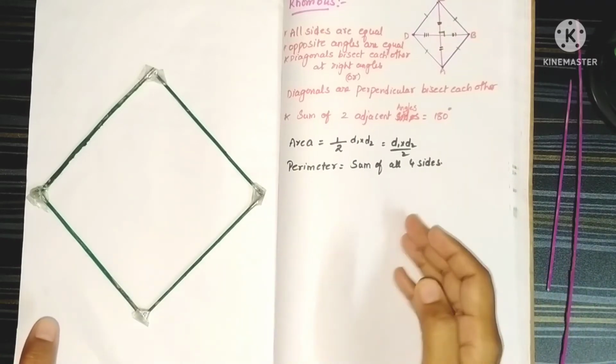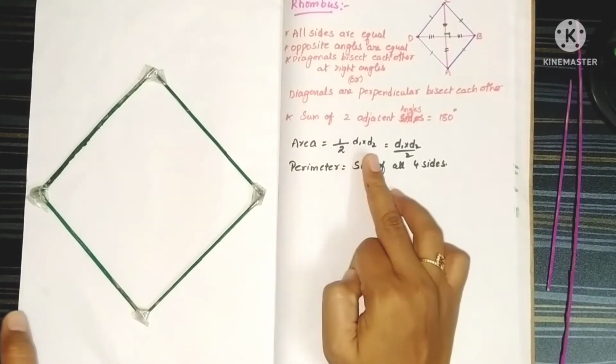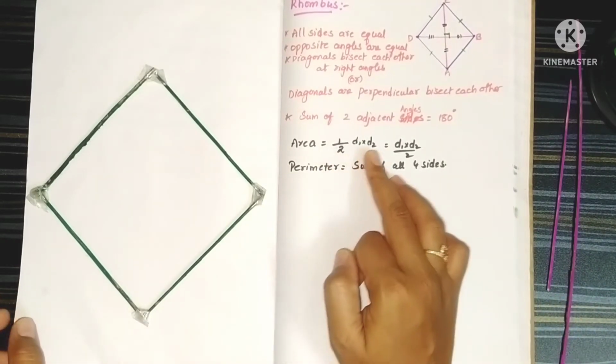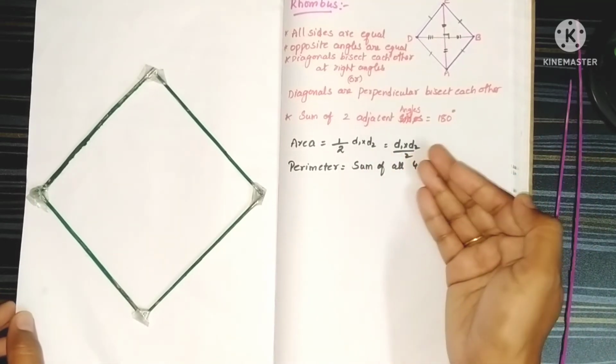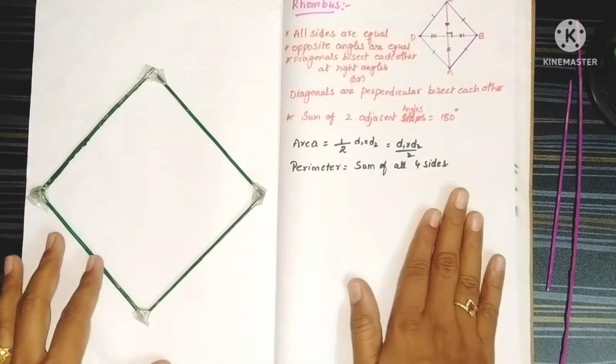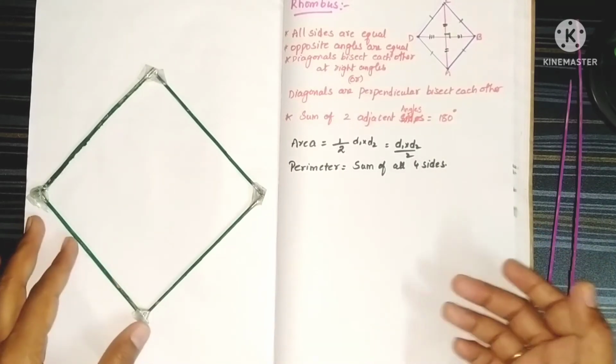Area of a rhombus is half of the product of the two diagonals. So that is half d1 into d2, in other words (d1 into d2) by 2. Perimeter means sum of all the sides.